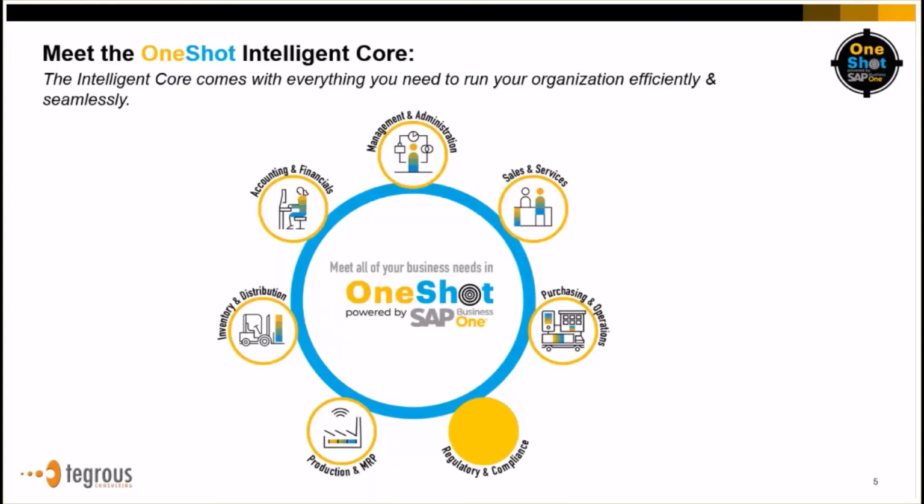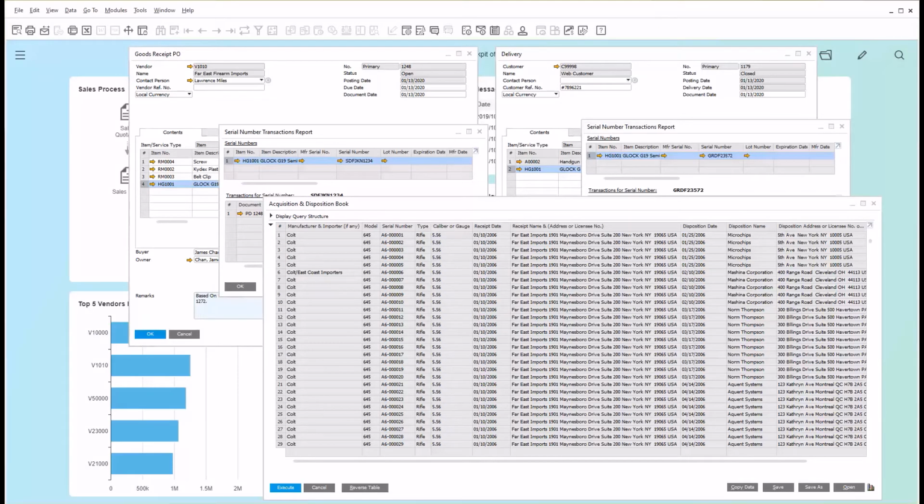Next, let's take a tour of the regulatory and compliance features of OneShot's Intelligent Core. As the OneShot solution is tailored specifically for the firearm and shooting industries, obviously there are a lot of features built in and baked in for compliance specifically around those industries.